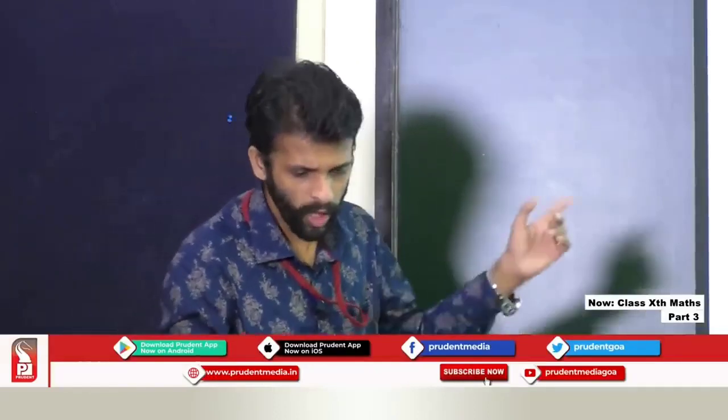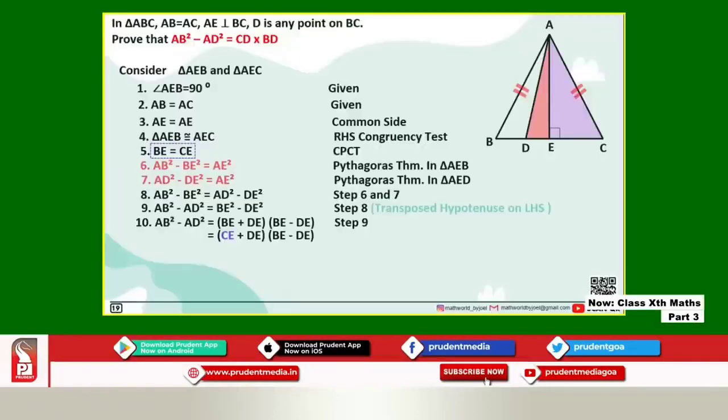So if you look at the figure now, the left hand side is kept as it is, and here you can see in the figure that CE has become red in color and DE has also become red in color.